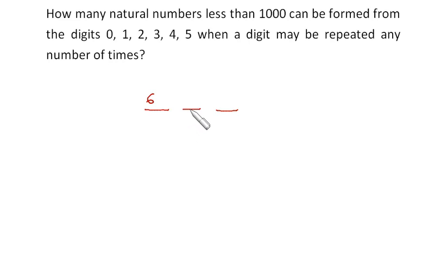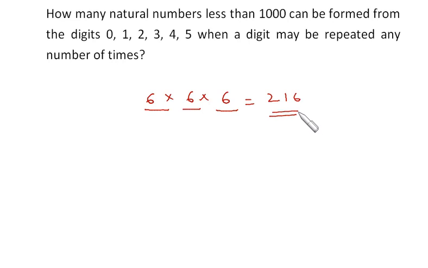Further, at the second place, still I have 6 choices because there is no problem of repetition. The digit can be repeated. And for the third place, still I have 6 choices, any of these digits can come. So in all, I have got 216 natural numbers which are less than 1000 and can be formed with these 6 digits, right? So according to the calculation, the answer is 216, but do you think this is the right answer?